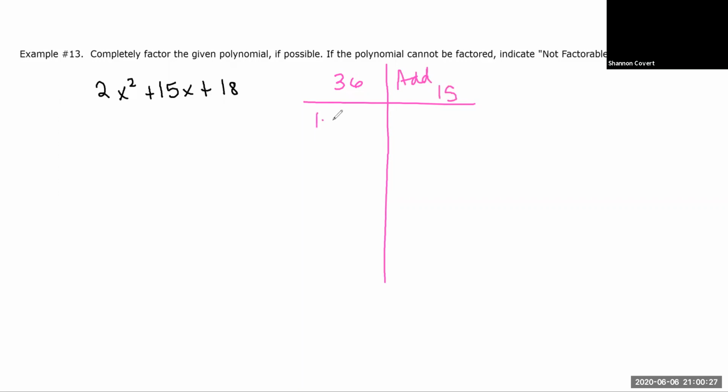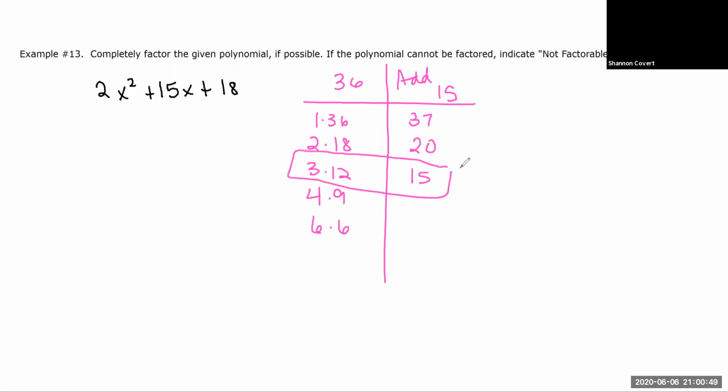So 1 times 36, 2 times 18, 3 times 12, 4 times 9, 6 times 6. That adds to 37. That one adds to 20. This one adds to 15. Oh, there's our combination right there. We don't have to keep going.